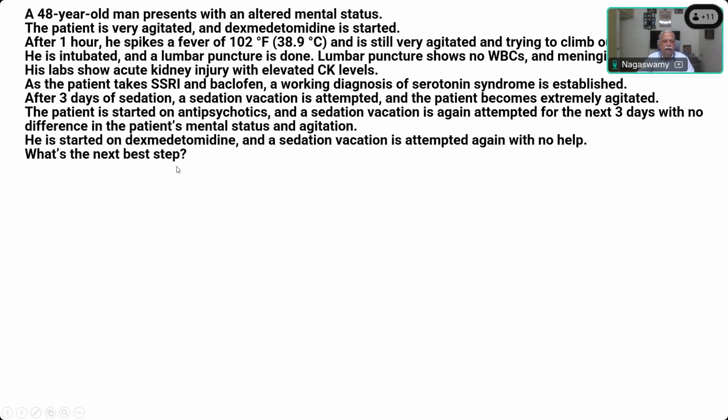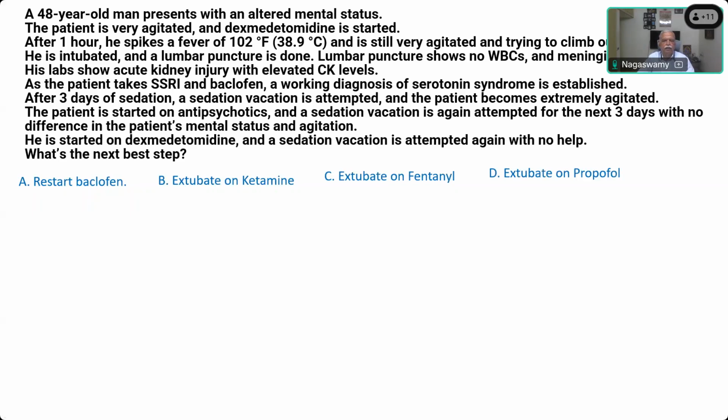What is the best next step to make the patient all right? The options are: restart baclofen, extubate the patient on ketamine infusion, extubate the patient on fentanyl infusion, extubate the patient on propofol infusion.